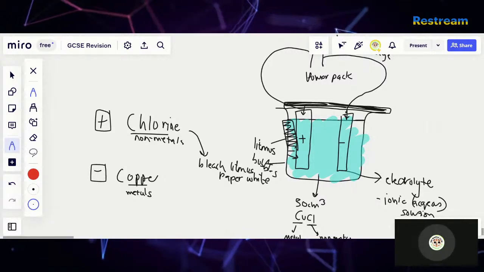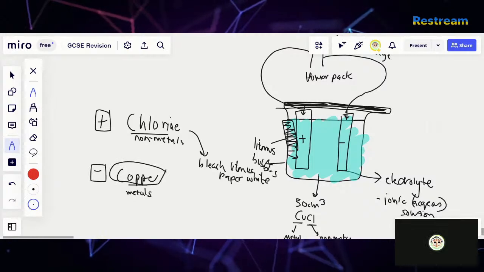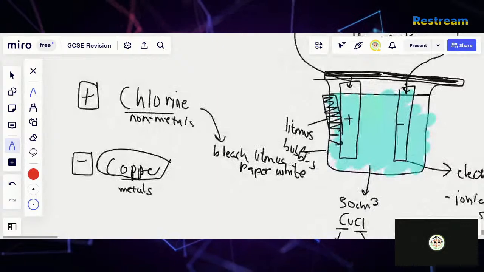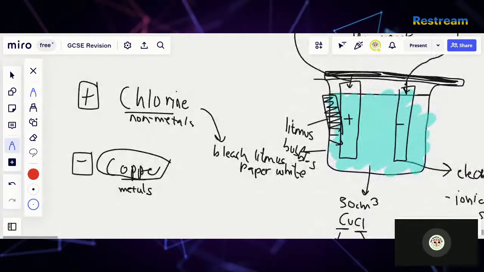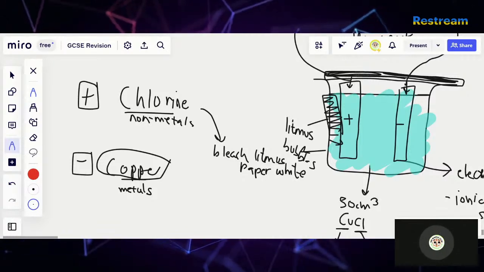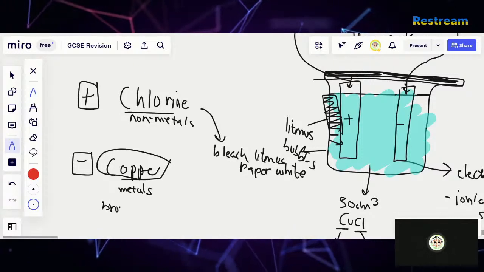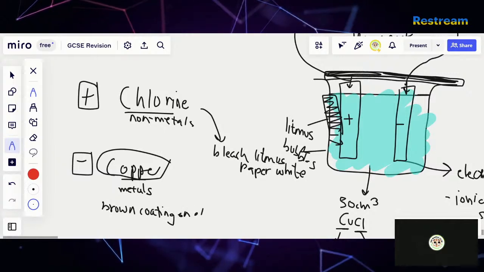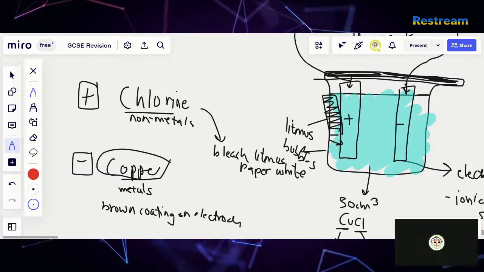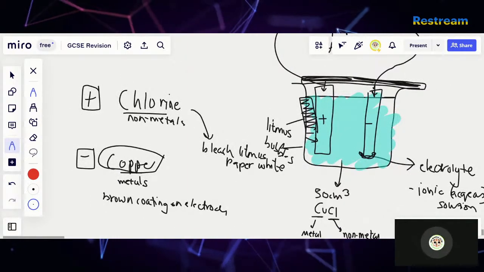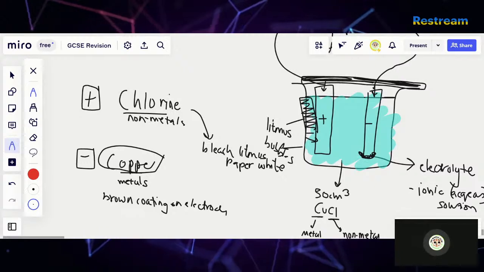Now at the negative electrode, we'll see the metal copper. Now the copper is trying to get back its electrons that it lost to form an element again. What you'll see is that the copper will form a brown coating on the electrode. So if you start to see a bit of brown coating form by the negative electrode, then you know that the copper is there.